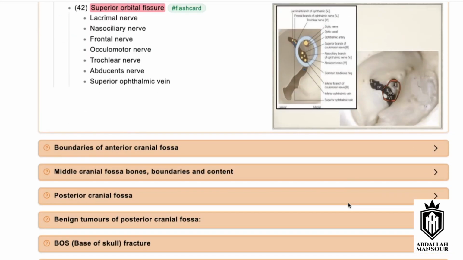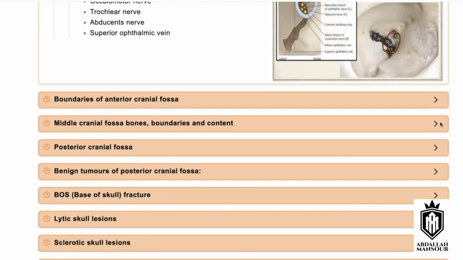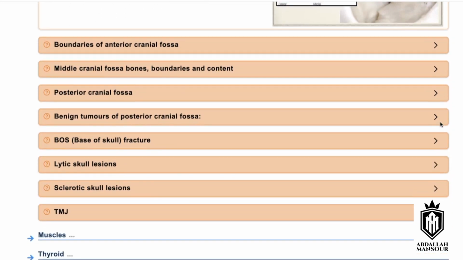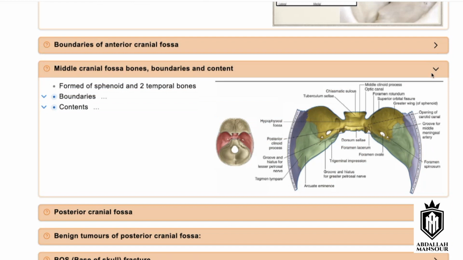All right. Can you tell me the boundaries of the middle cranial fossa? Middle cranial fossa is bounded anteriorly by the limbus and anterolaterally by the lesser wing of the sphenoid, and posteromedially by the dorsum sellae, and posterolaterally by the superior margin of the petrous temporal bone.